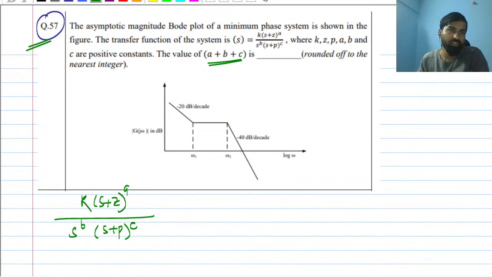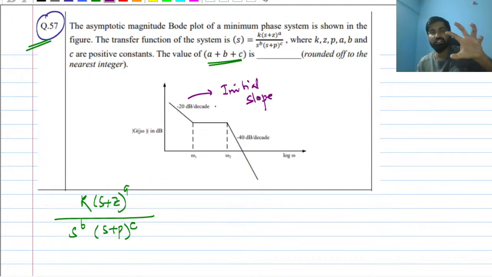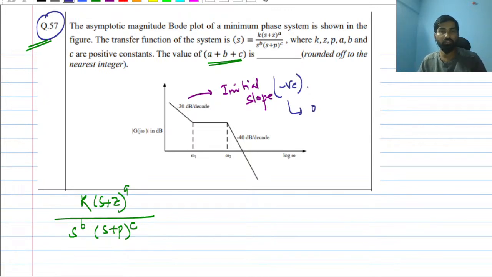In the BODE plot, what you have to notice here is the initial slope. If the initial slope is shown, it means that there is a pole at origin. This initial slope comes because of a pole at origin, and that too a negative slope, minus 20 dB. So there should be one pole at origin, an integrator, you can say.